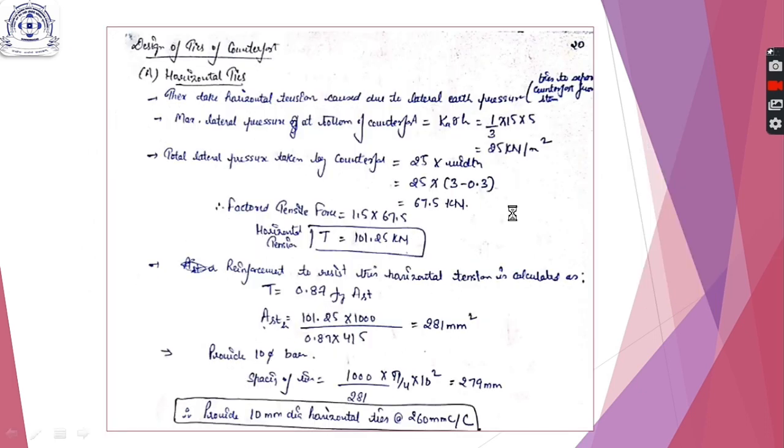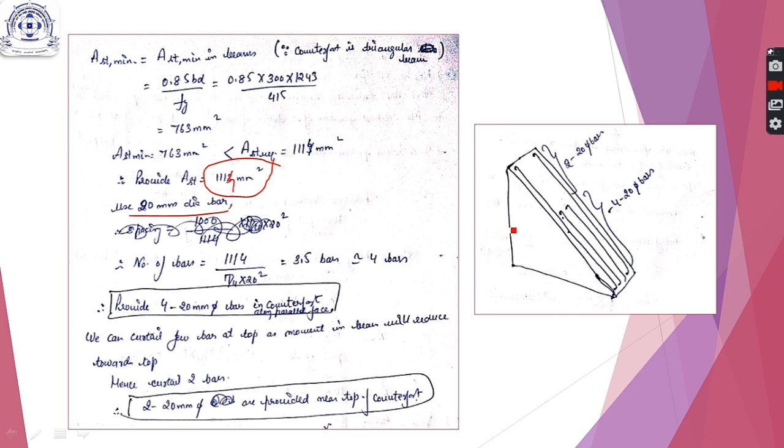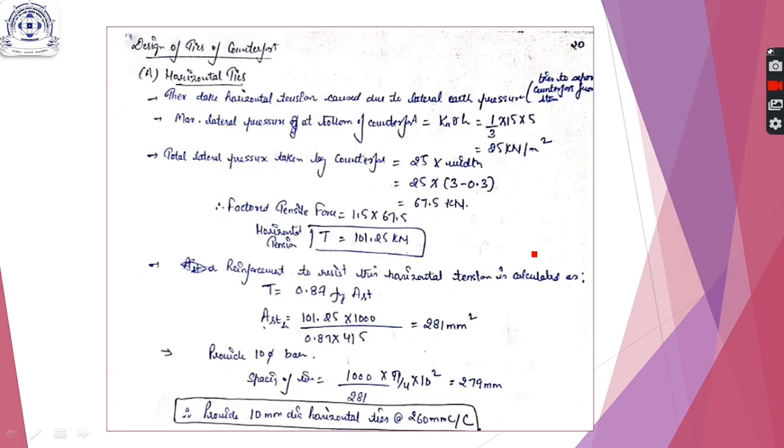Now we have to design horizontal ties and vertical ties so that the lateral active earth pressure does not separate the stem from the counterfort, and the downward weight of soil does not separate the heel slab from the counterfort. So first of all we will design the horizontal ties. The horizontal ties, due to the lateral earth pressure, try to separate the counterfort from the stem.